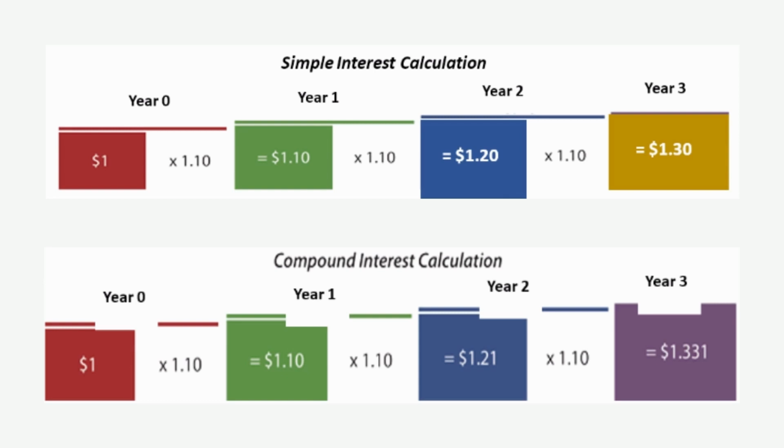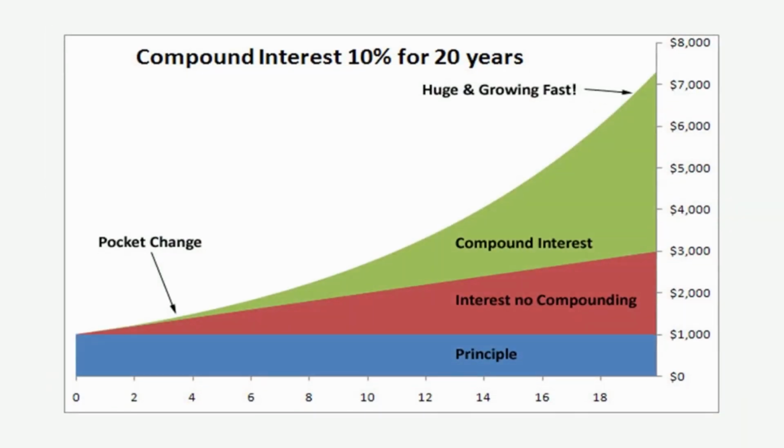Now comparing that with the compound interest calculation, the $1 that you started with will earn 10% and become 1.10. Then in the second year, that 10% is based on this 1.10 to become 1.21. And for the third year, the 1.21, which is principal and interest earned in the previous years, will earn 10% to reach 1.331 on the third year. So you notice that between simple interest and compound interest, you earn more with compound interest because you're earning interest upon interest upon interest.